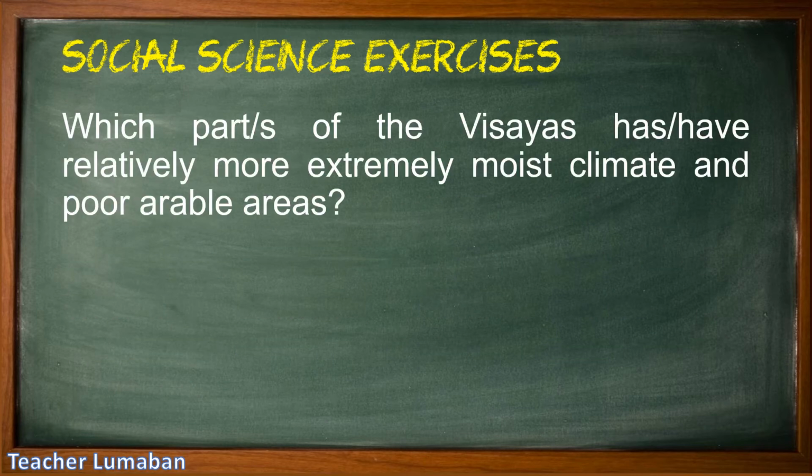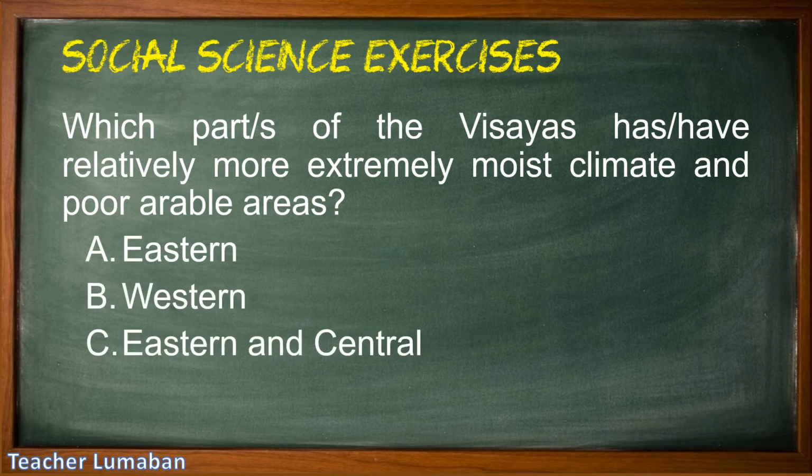Which part or parts of the Visayas has or have relatively more extremely moist climate and poor arable areas? Letter A, Eastern. Letter B, Western. Letter C, Eastern and Central. Letter D, Central and Western.